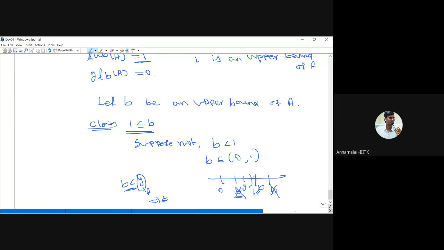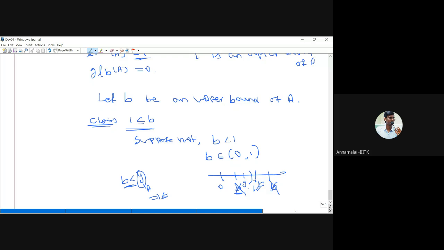So we have to prove that 1 is less than or equal to b. Suppose not, therefore b should be less than 1. That means b should be in the interval. If you mark this as 0 and this as 1, but b is strictly less than 1, therefore b is somewhere here. Therefore we can take the midpoint, that is 1 plus b by 2. So this is a member of the set A. Therefore b is less than 1 plus b by 2, which is a contradiction because b is an upper bound.